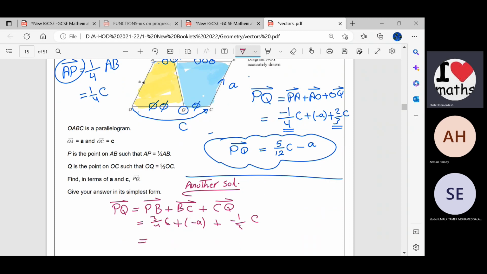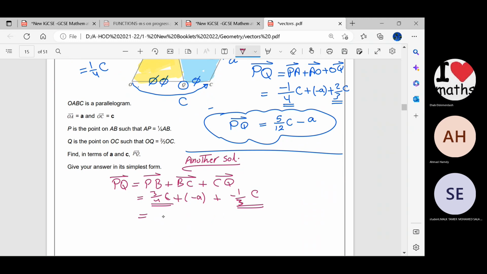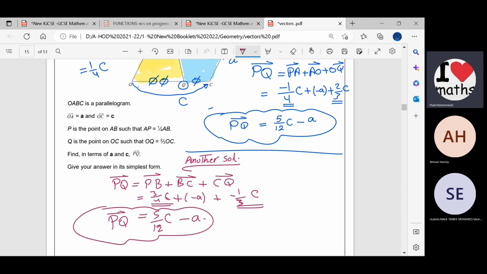Your mission at the moment is to collect the like terms. Add them together, which is 3 quarters minus a third. Do it on the calculator and get the answer. 3 quarters minus a third should also give the same answer, 5 over 12 minus 8. So I get it from the other way, the same answer.